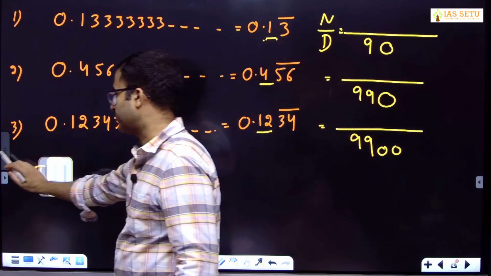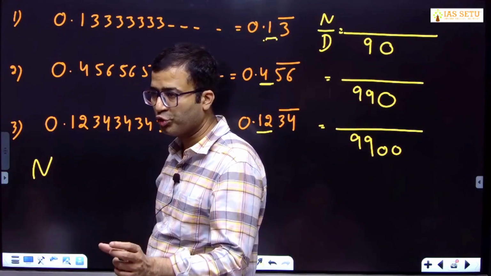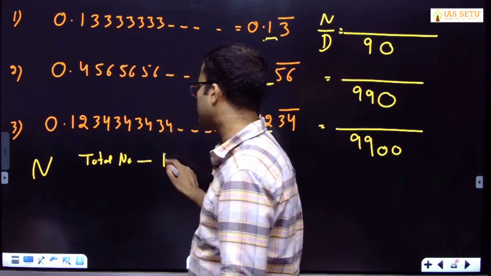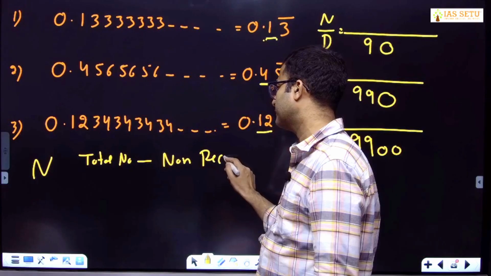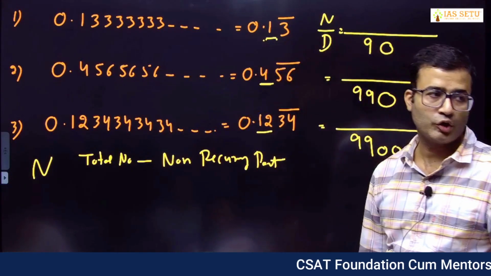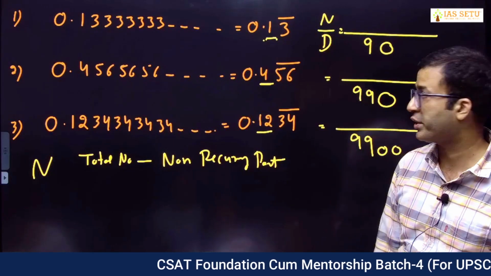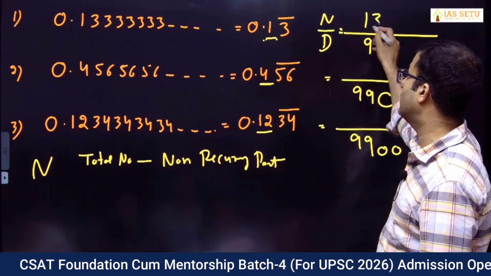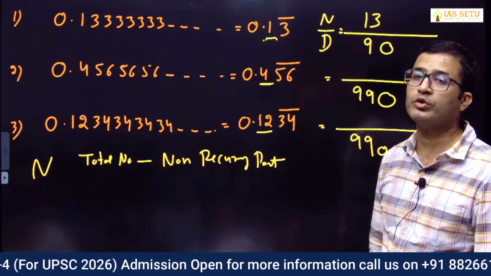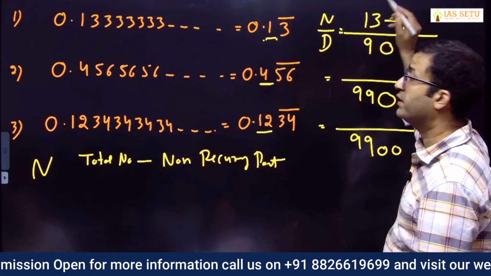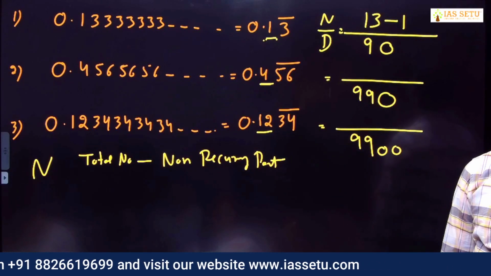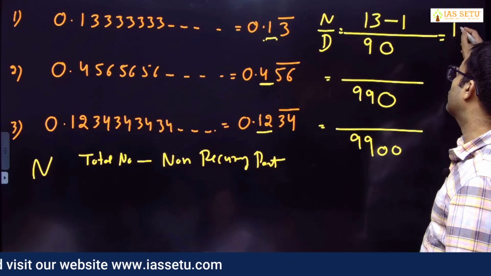Now numerator. Also we have two things. What is numerator? Total number minus non-recurring part. Total number minus non-recurring part. Now what is the total number here? 13. And out of this 1 and 3, which is non-recurring, जो repeat नहीं हो रहा है, 1. So 13 minus 1. I repeat, total number minus non-recurring part. So your answer is 12 by 90.